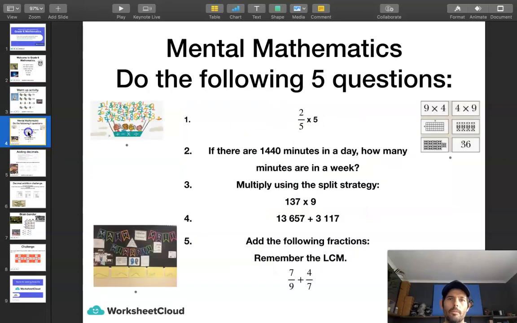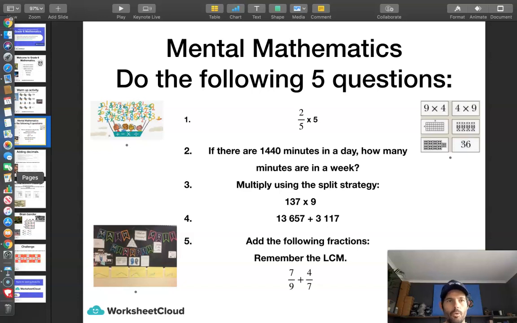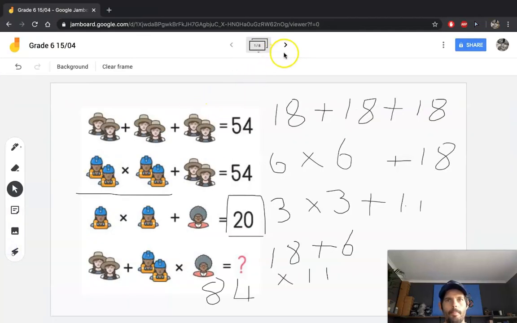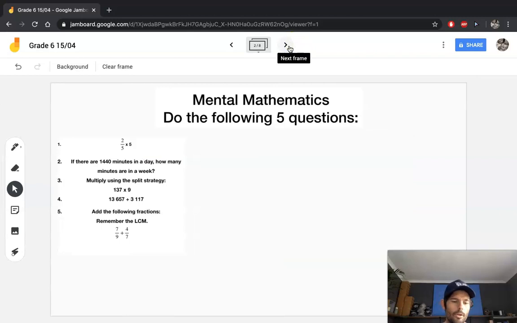Okay, your mental maths questions for today are looking at previously taught principles. And again, I'd like you to press pause, work through the 5 questions, see how you go. It's a really good indication to show yourself what areas you need to revise a little bit more than others. So now would be a good time to press pause. Okay, so your mental maths questions for today.